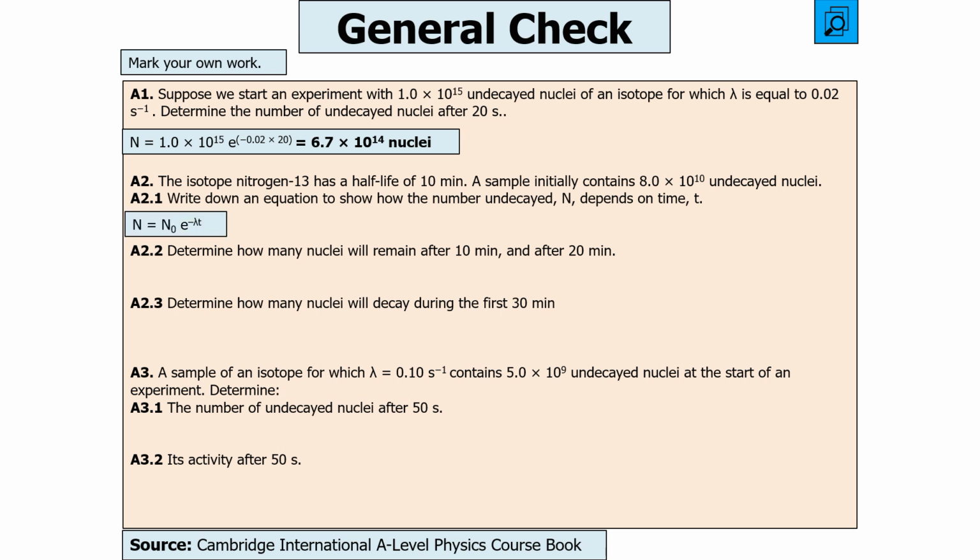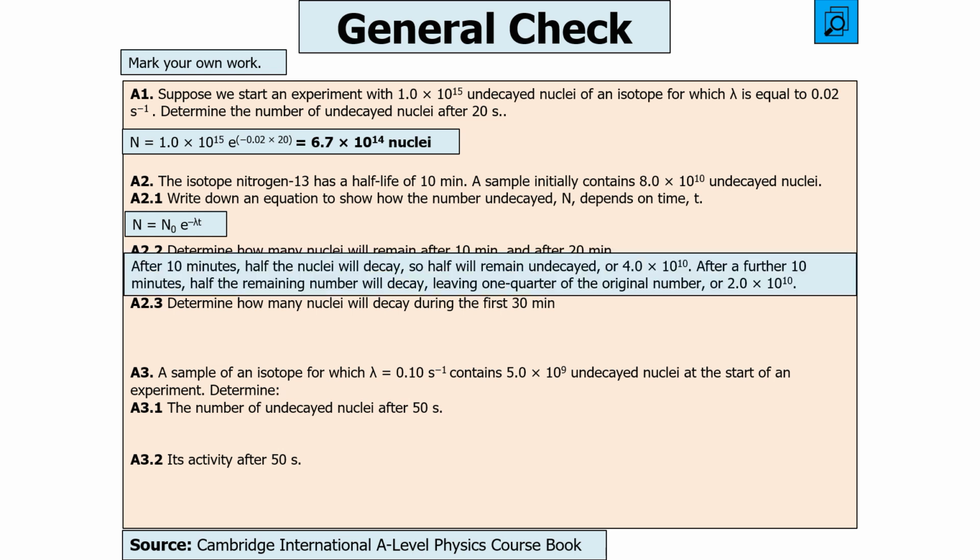So again, our equation is N equals N0 e to the minus lambda t. So after 10 minutes, you know that half the nuclei will decay because it's got a half-life of 10 minutes. So therefore, it's 8 times 10 to the 10, half, so it's 4 times 10 to the 10. After a further 10 minutes, the next half will decay. So you've got a quarter left, so 2 times 10 to the 10.